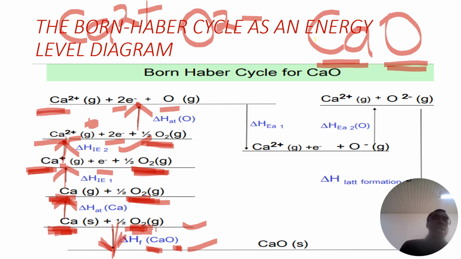Oxygen is 1 here. The atoms are balanced here. Calcium is 1 here, oxygen is 1 here. The atoms are also balanced, which is an endothermic process, from the direction of the arrow.